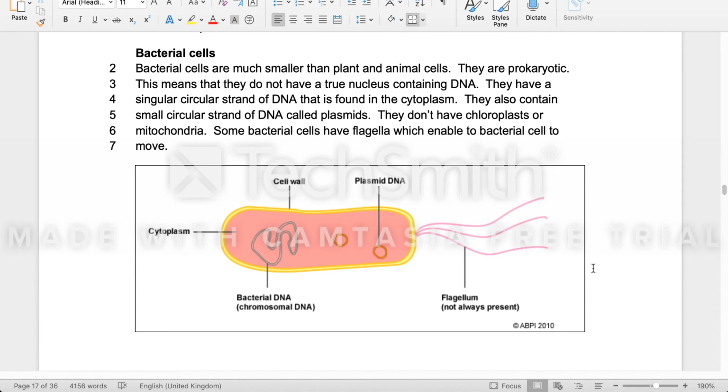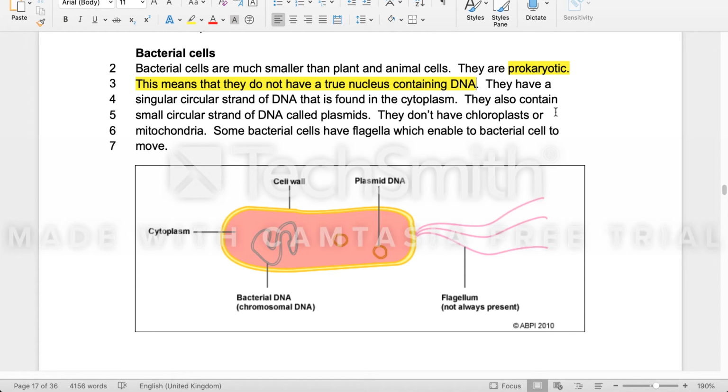I'm going to hold off on explaining what prokaryotic means for now, just because I want to explain what eukaryotic and prokaryotic are at the same time. So if you want, you can just highlight this for now, and then we'll come back to it in a little bit. They have a singular circular strand of DNA that is found in the cytoplasm.